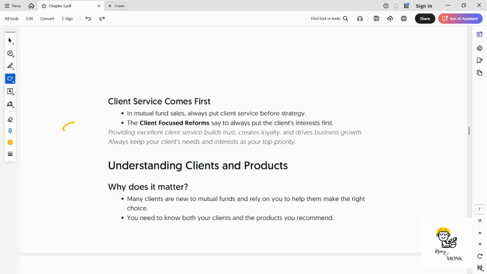The client focus reforms, which are known as CFR, always put clients' interests first. Providing excellent client service builds trust, creates loyalty, and drives business growth. Always keep your clients' needs and interests as your topmost priority. And I personally believe this is not just the case with the mutual fund industry or investment industry. It has to do with everything in this world. If you treat your customers or your clients right, your business will grow.